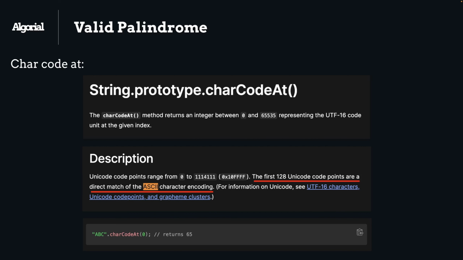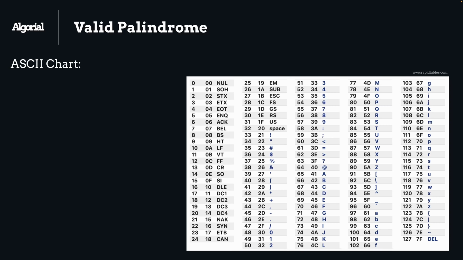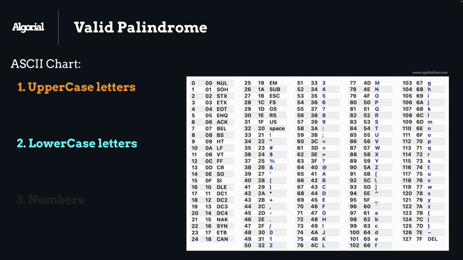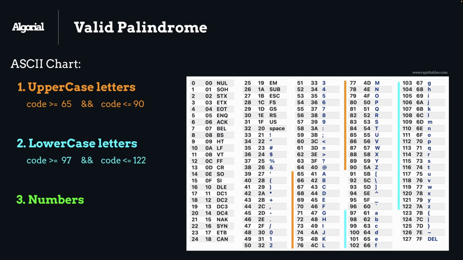So back to the table, we basically want to know three things for our algorithm. First is going to be the uppercase letter code range. Second is going to be the lowercase letter code range. And finally, numbers. I know for a fact that some test cases in Leetcode include numbers in them. As you can see in the table, the range between 67 to 90 is for uppercase letters. Between 97 to 122 is for lowercase letters, and the range between 48 to 57 is for numbers.